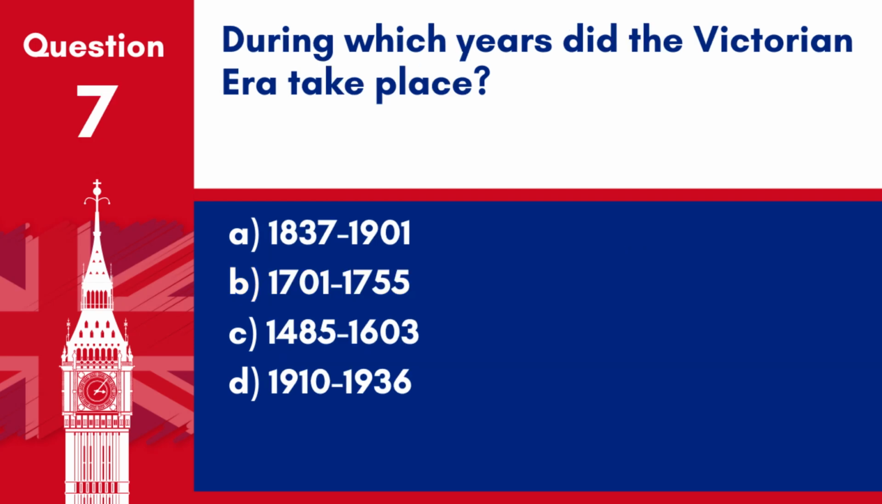Question 7. During which years did the Victorian era take place? A. 1837 to 1901, B. 1701 to 1755, C. 1485 to 1603, D. 1910 to 1936. Answer: A. 1837 to 1901. The Victorian era took place from 1837 to 1901 during the reign of Queen Victoria.